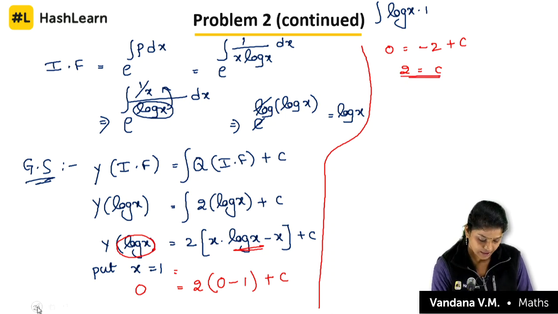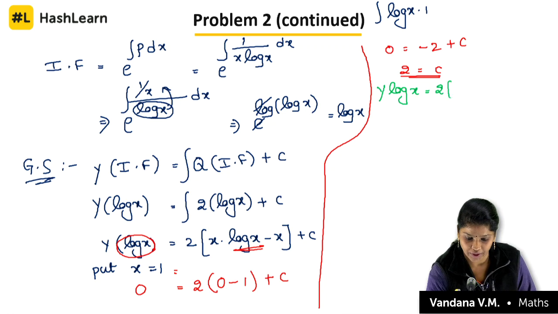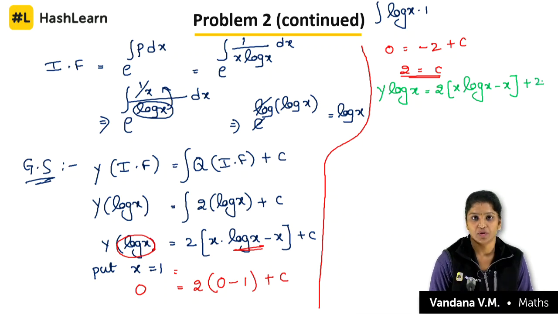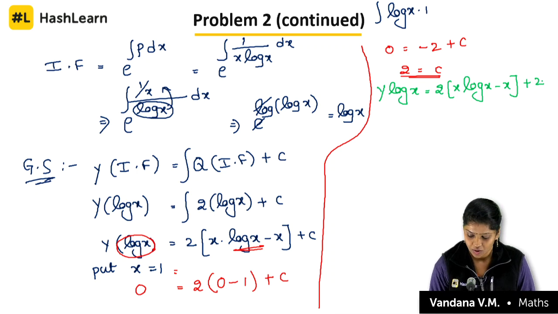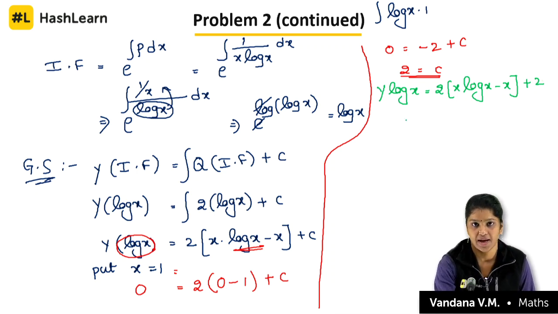Now, write in the given equation. What I will get is y log x is equal to 2 into x log x minus x plus 2. Now I would like to find out y of e. Y of e means what do I have to do? Substitute the values. Wherever x is there, I have to write e.